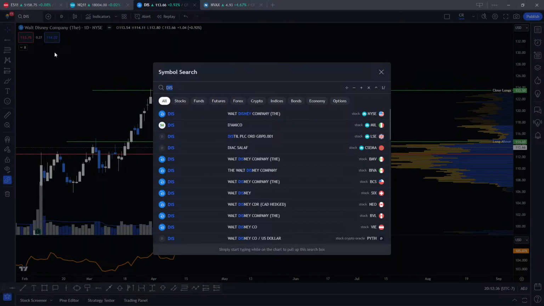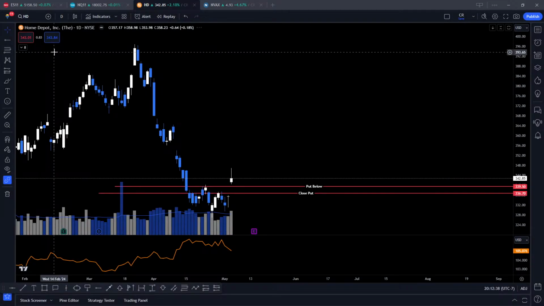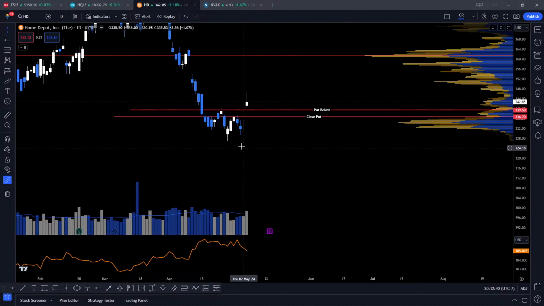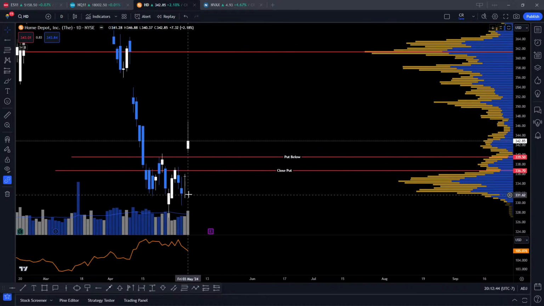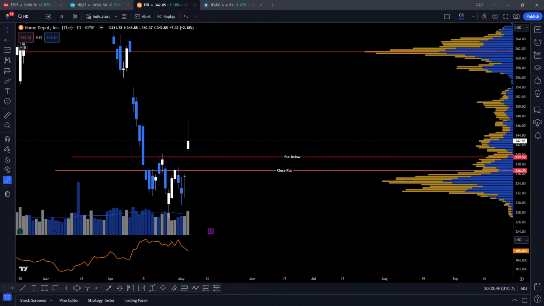Next play I'm looking for is Home Depot. For this one, I'm looking for puts. It's a smaller play, but it should play out. I'm looking below 339.50 to take a put, and I'll be closing it at 336.70. And this would be a day trade.